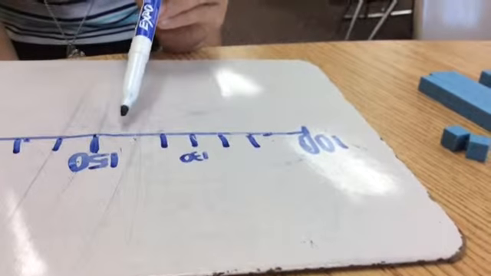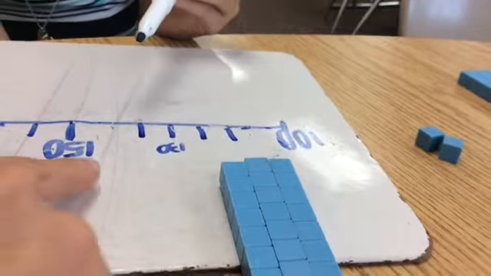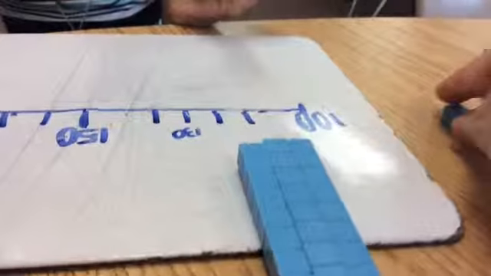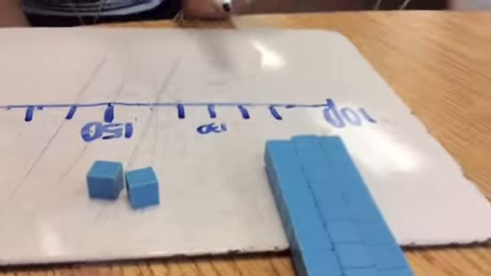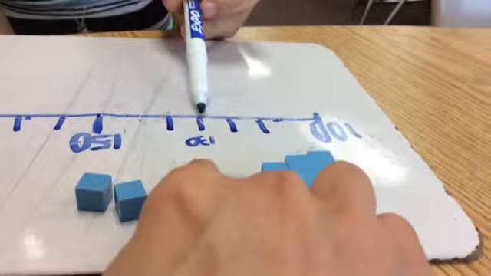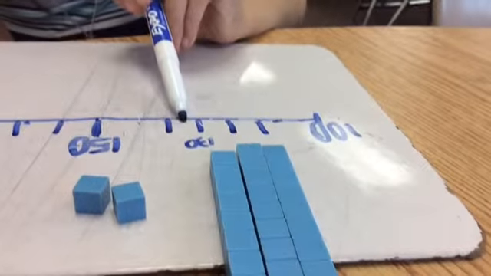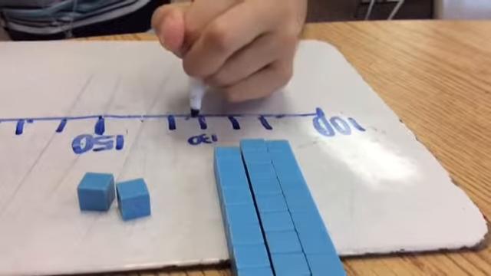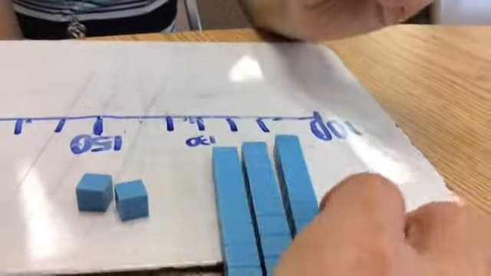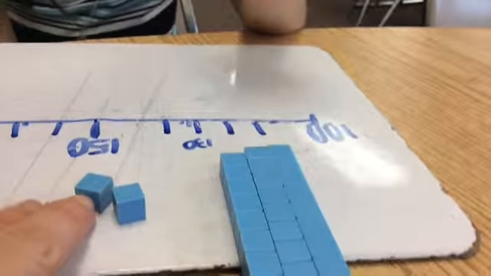If we have 130, is there another 10? No. So would it be on 140? No. There's only 2 ones left. So where would that go? We know it's after 130, not before, because look, there's 3 tens. So it would have to go right after 130, probably a little bit closer to 130. Why is that? Because there's 3 tens and just a couple of ones. Yep, makes sense? Okay, good job.